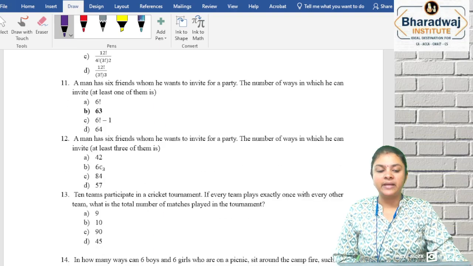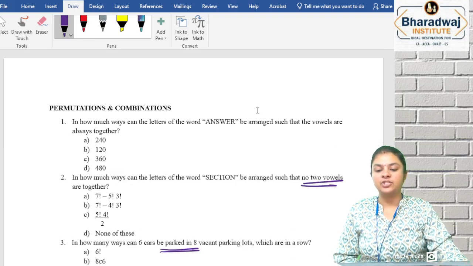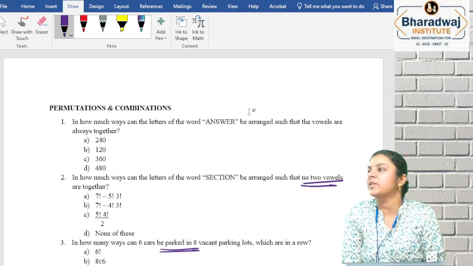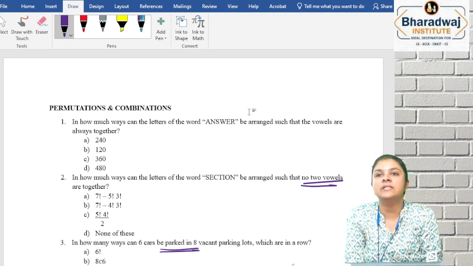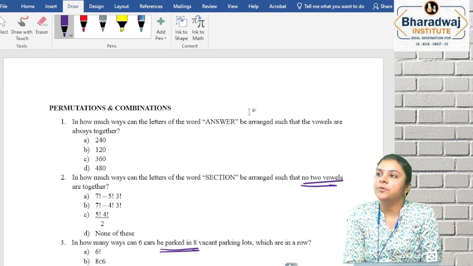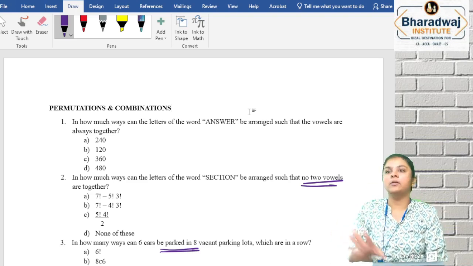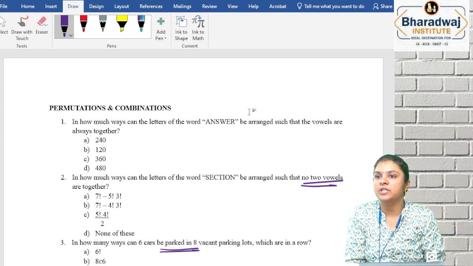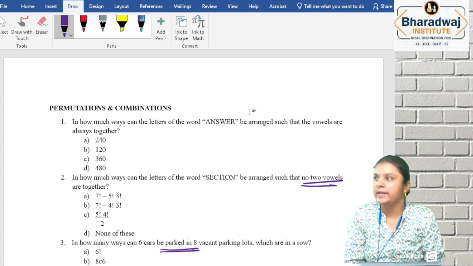Now that we have completed permutations and combinations with respect to our practice questions, any doubts with the basic concepts? I hope you are now fairly clear with the overall patterns under permutations and combinations. Anywhere, any doubts? Clear? Right.